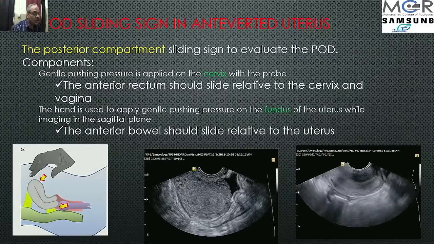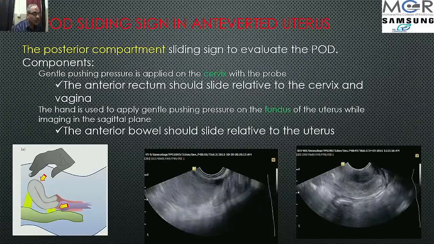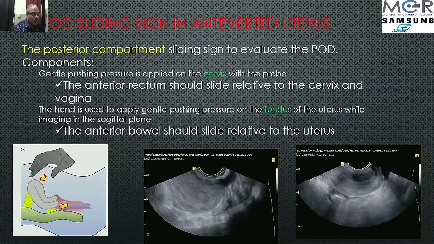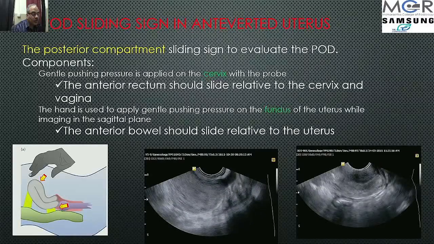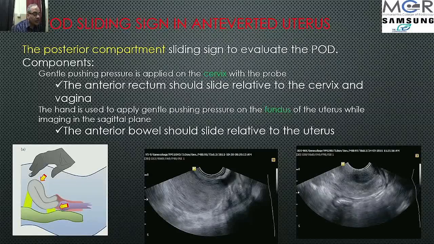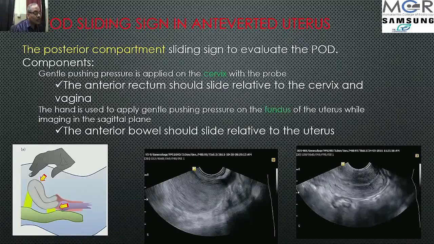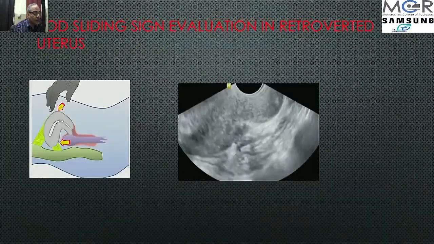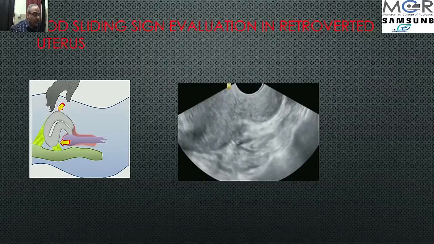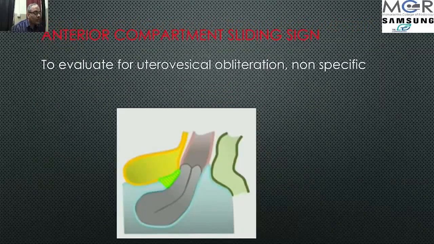As you see here, the uterine fundus shows movement in relation to the bowel, and there is movement of the posterior myometrium of the uterus with the rectum. So the anterior bowel should slide relative to the uterus here, and the rectum should show movement with the posterior part of the uterus. This is in an anteverted uterus. In the retroverted uterus, again the pressure is applied transabdominally, and the probe is pushed into the fornix so that we see some movement. It becomes difficult to demonstrate this sliding, but with practice you can achieve that.